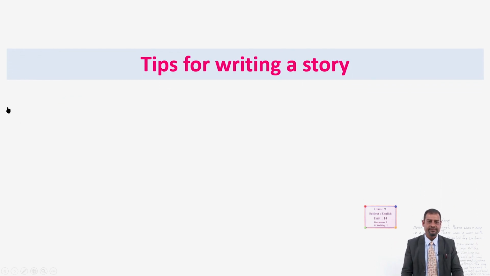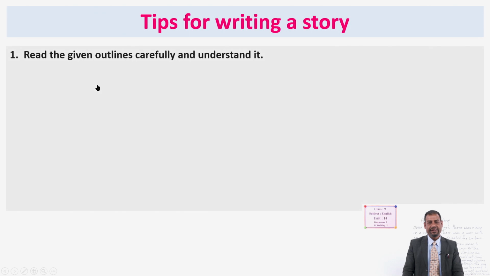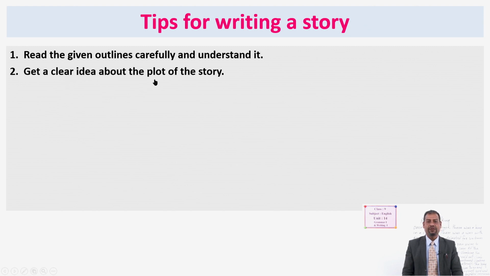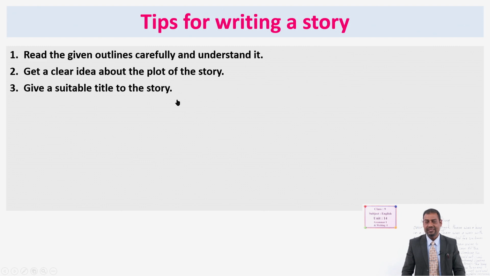See the tips for you. Read the given outlines carefully and understand it, okay? Then get a clear idea about the plot of the story. So you have to understand the story first, and then you have to develop a plot, what happens, then what happens, you have to write it down. Then give a suitable title to the story. As we have given here, A Brave King. So simply you can choose the character's name or their activities, and you can write down the suitable title.